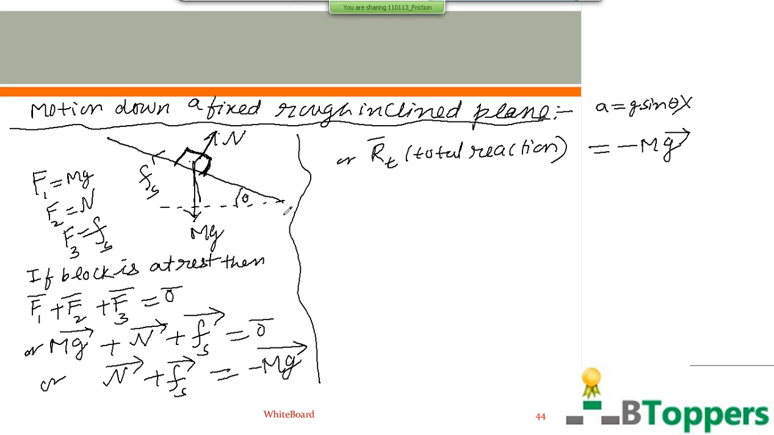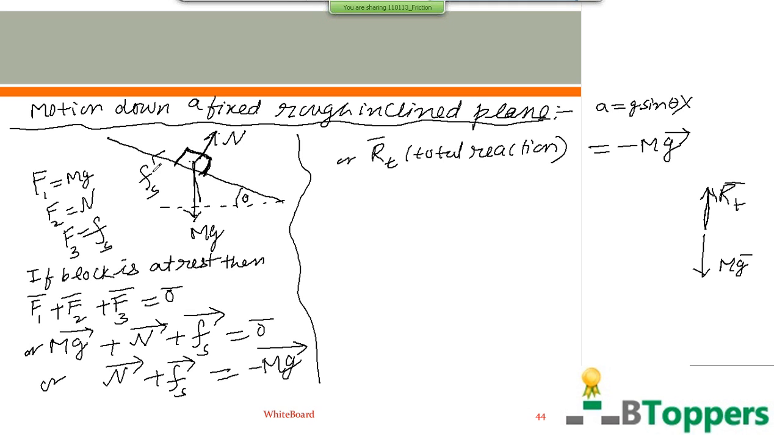That means if the block is at rest on the rough inclined plane under the action of its weight mg and contact force by the inclined plane, then the magnitude of the contact force between the block and the inclined plane, that is the magnitude of the total reaction on the block by the inclined plane, will be equal to its weight mg, but directed opposite to the weight mg. That means the total reaction force will act vertically upwards, which has the same magnitude as the weight mg.